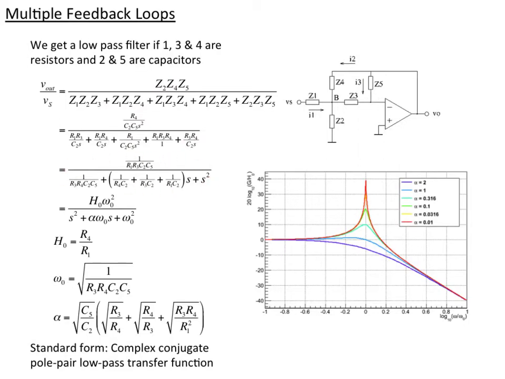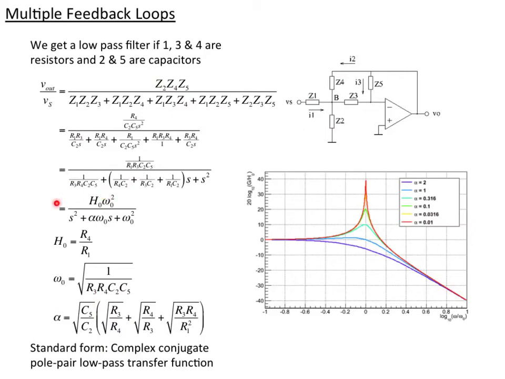Which I can recombine into this form. Notice that I've done what I usually do. I have no s's on top, and I have a polynomial in S on the bottom. I've also made it so that the highest part of the polynomial in the bottom, the S squared, has no cofactor. So when I have it in this form, I can then rewrite it in a standard form where I have S squared plus S, but here I take alpha omega naught times that, and then I take my constant term and call it omega naught squared, and then what I have left up on top is another constant times omega naught squared. In this case, H naught will be R4 over R1. Omega naught will be the square root of 1 over R squared C squared, but with 2 R's, R3 and R4, and 2 C's, C2 and C5. And finally, when you work all that out, alpha is this kind of messy combination of resistors and capacitors.